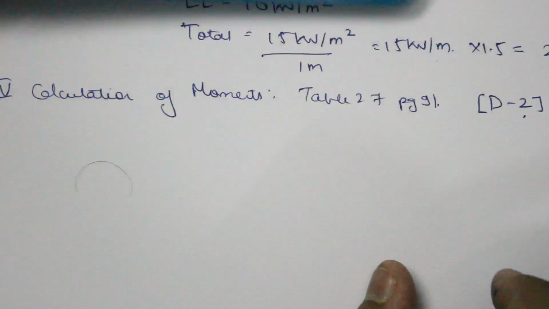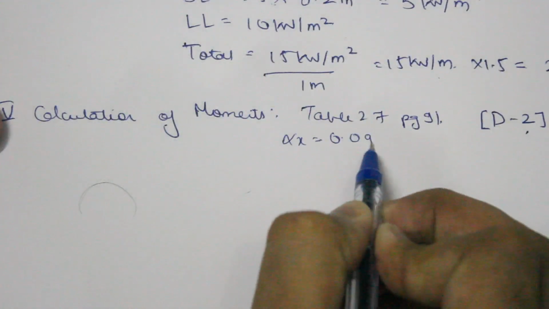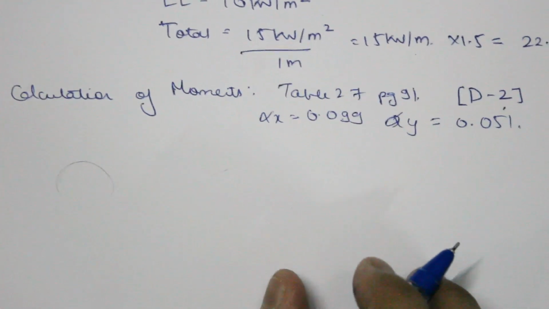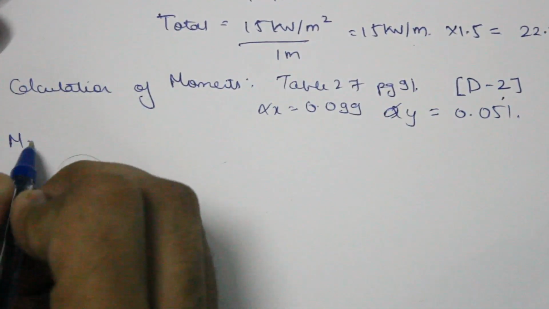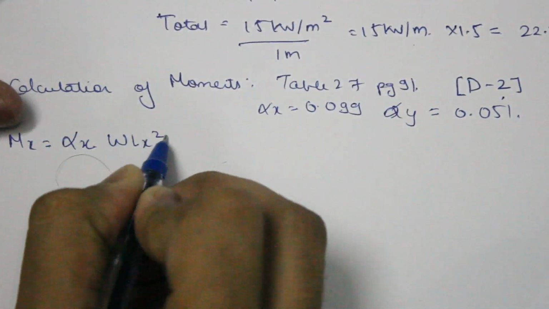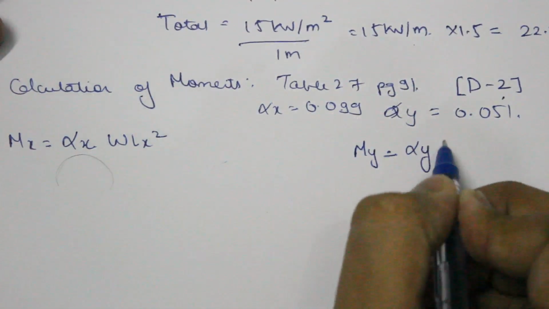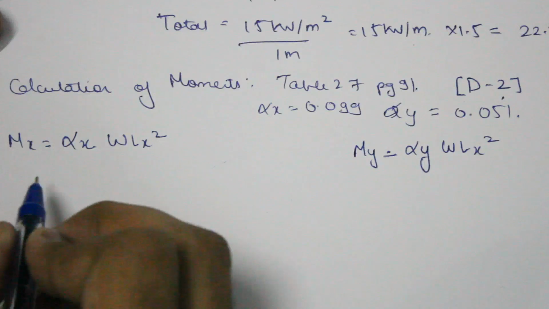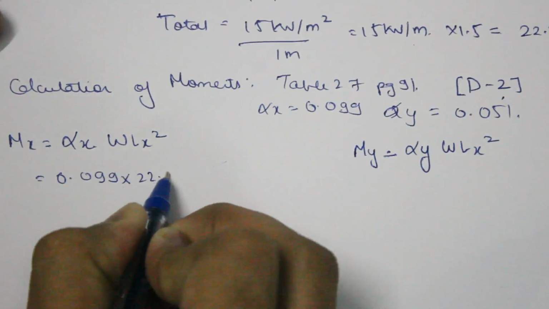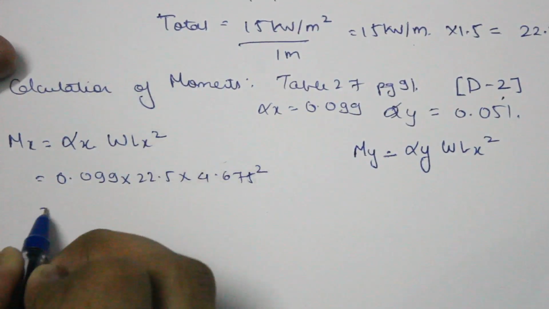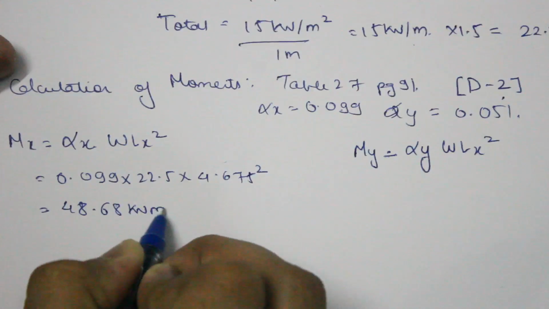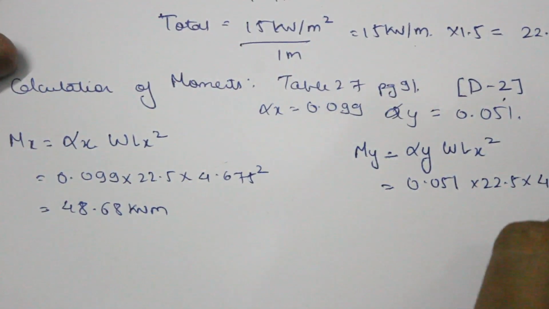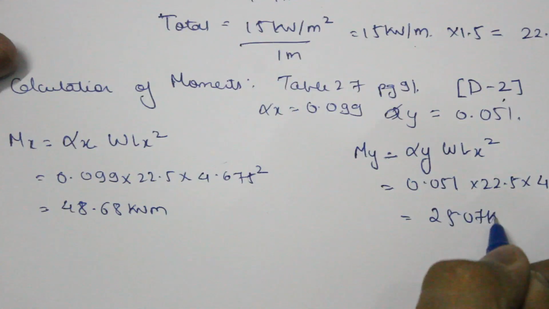So I will write that down here. Alpha x is 0.099 and alpha y is 0.051. Now as per the code, the formula for moment was Mx is equal to alpha x W Lx square and My was alpha y W Lx square. Note that I have used Lx on both the sides. So alpha x is 0.099 multiplied by 22.5 multiplied by 4.675 square, which is 48.68 kilonewton meter, and 0.051 multiplied by 22.5 and 4.675 square, which is 25.07 kilonewton meter.